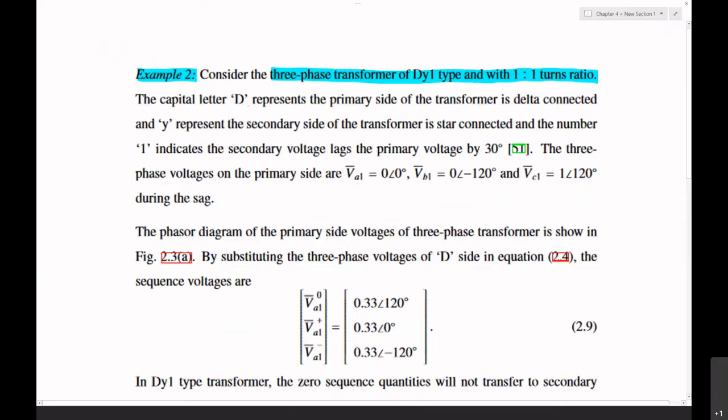The capital D represents the primary side of the transformer, which is delta connected. The small y represents the secondary side of the transformer, which is star connected. The number 1 in Dy1 indicates that the secondary voltage lags the primary voltage by 30 degrees.